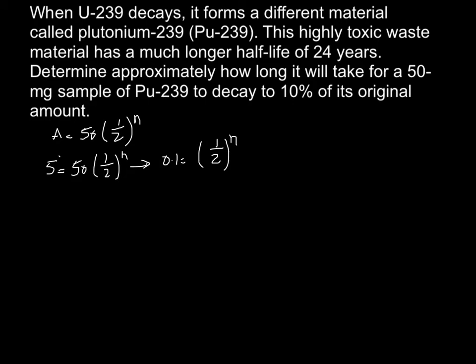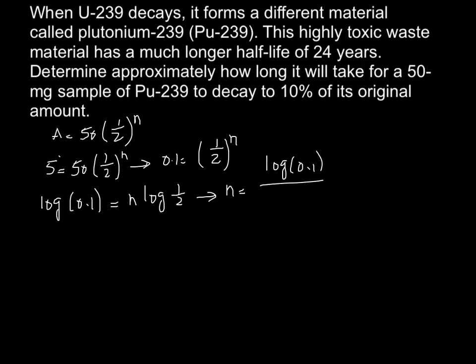I will use the log function here. I'm going to take the log of both sides, so I'm going to have log 0.1 is equal to n log half. Divide by log half, I will get n is equal to log 0.1 divided by log 0.5. Now, if you use your calculator, you will find that n becomes about 3.3.